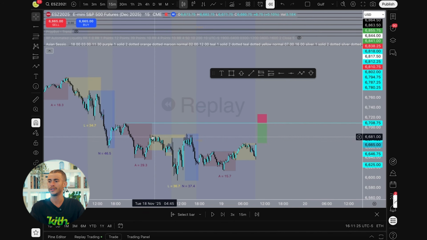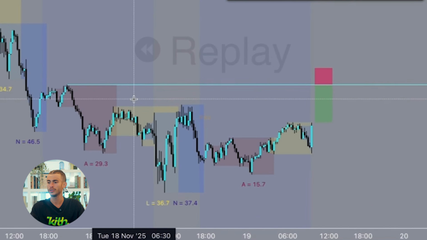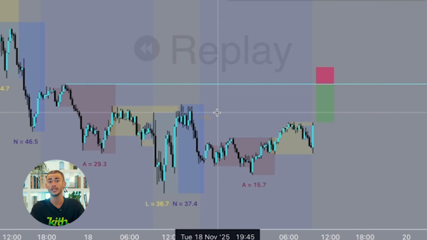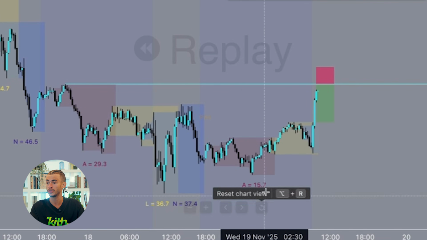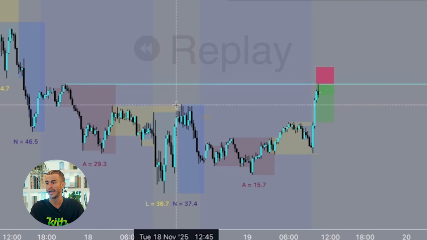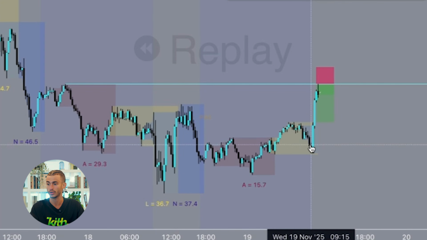So right here, we have an untested Asia low. We also have an untested London high and an untested New York high, but the key thing to keep in mind is that price was breaking through these highs pretty quickly, right? So you can clearly see the price does not care about these highs at all. We had one candlestick where price broke through all these highs.